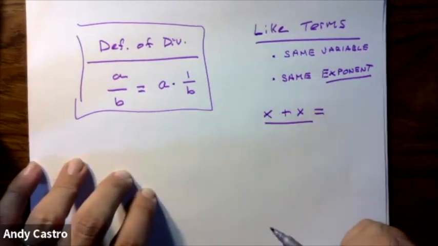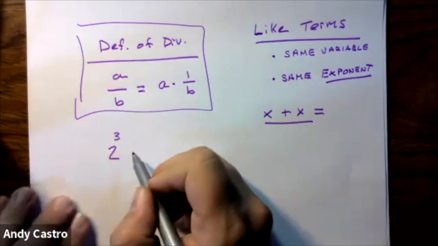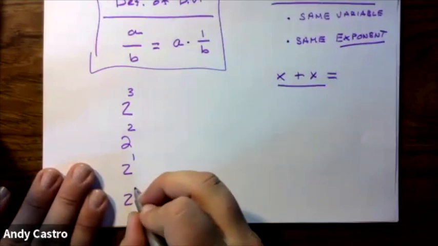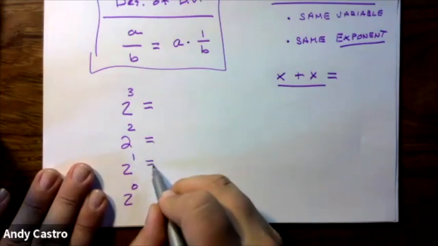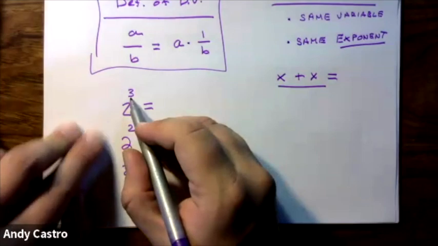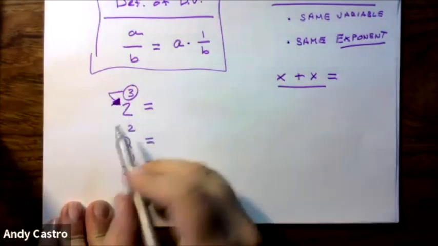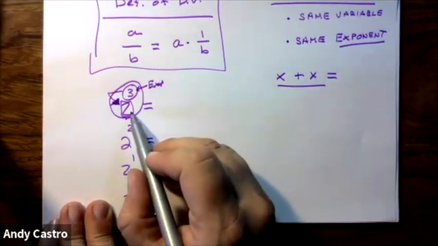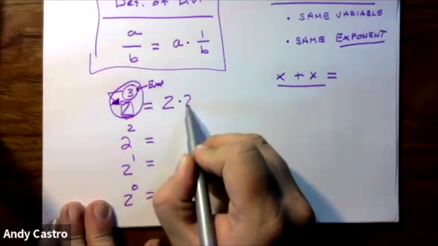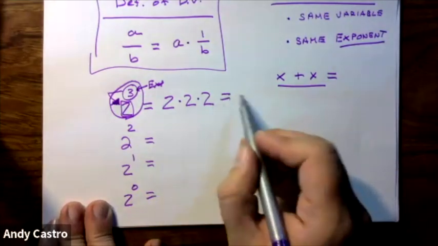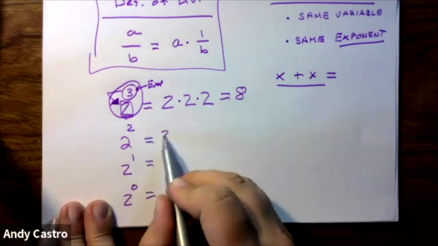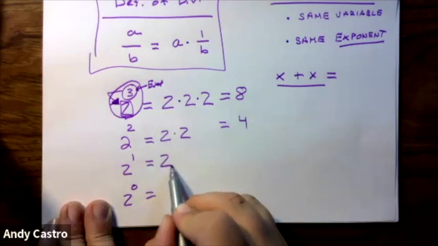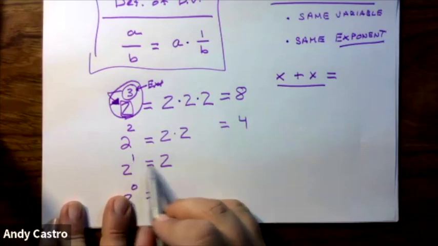Now, any number that has no exponent on there. Let's look at the number 2 really quick. 2 to the third power, 2 to the second power, 2 to the first power, and 2 to the 0 power. The exponent simply means how many times I'm multiplying the base. Remember, this is the base, this is the exponent, and the whole thing is the power. So 2 to the third power means I'm multiplying the number 2 three times: 2 times 2 times 2, which is 8. 2 squared, 2 times 2, is 4. What about 2 to the 1? That's just 2. Any number to the first power is just itself.